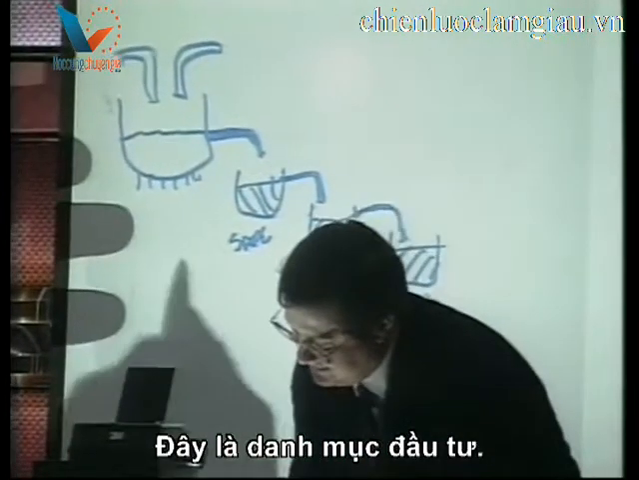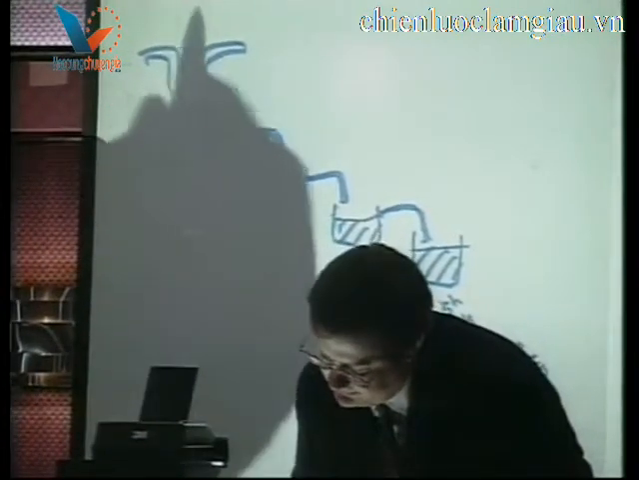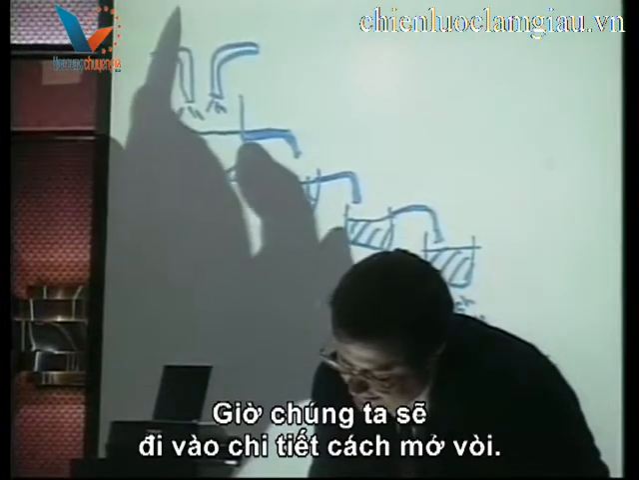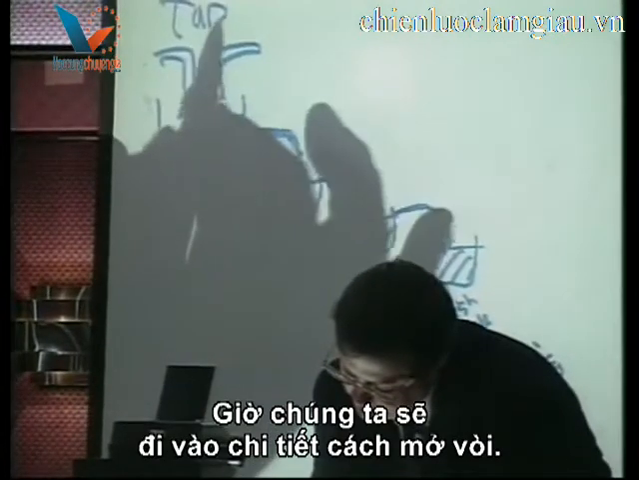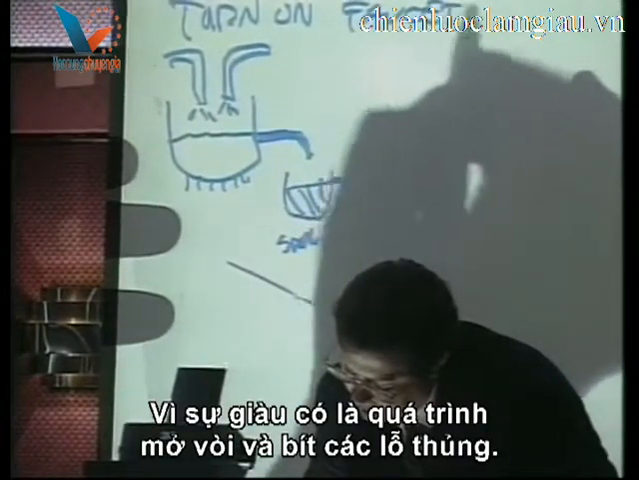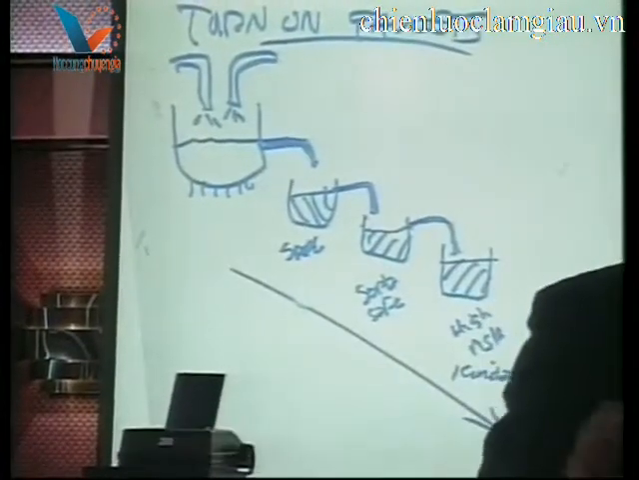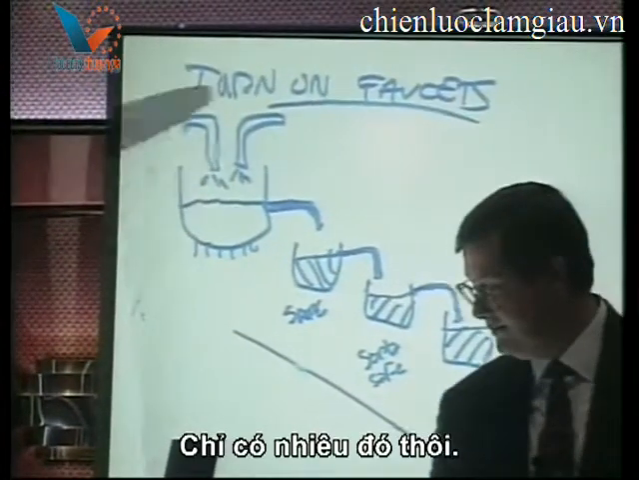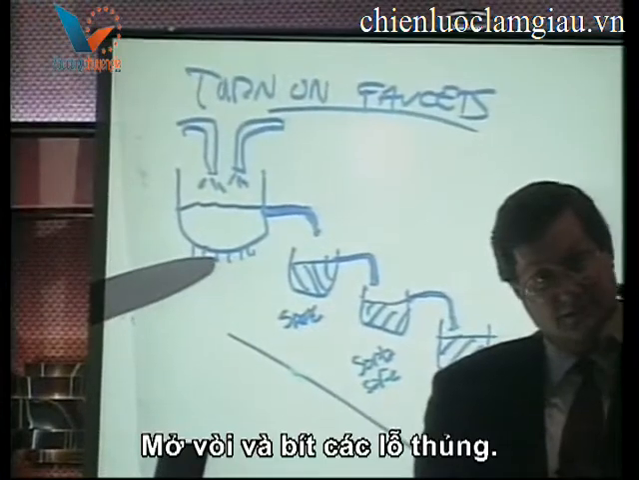Now, that's the investment categories. What we want to talk about now, and in further detail, is how do I turn on the faucets? Because all of wealth is a process of turning on faucets and plugging leaks. That's all there is to it. Turn on faucets and plugging leaks.